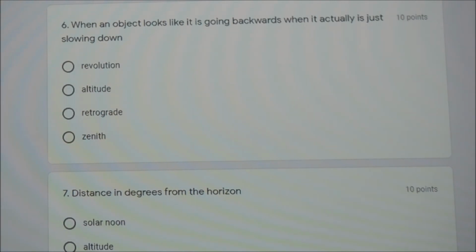Number six. When an object looks like it's going backwards, when it actually is just slowing down. Is that revolution, altitude, retrograde, or zenith? When an object looks like it's going backwards, when it actually is just slowing down. Is that revolution, altitude, retrograde, or zenith?